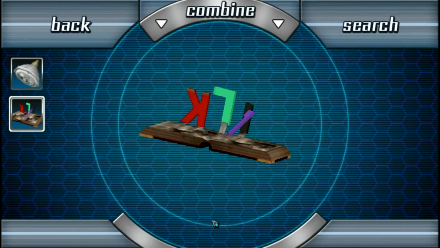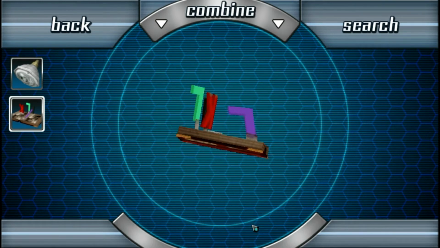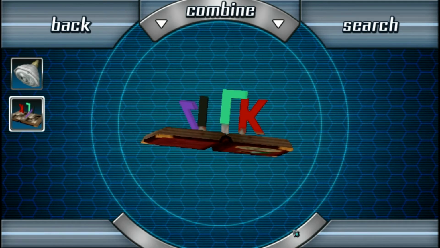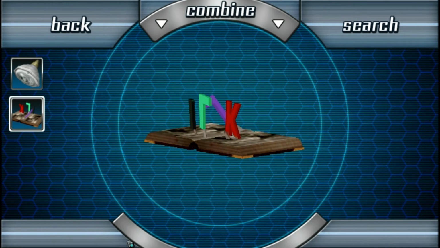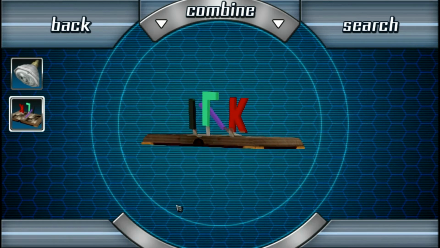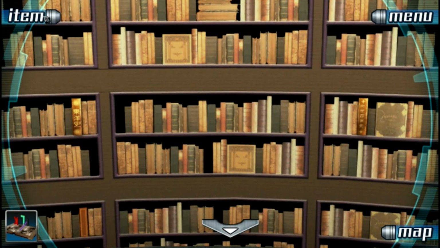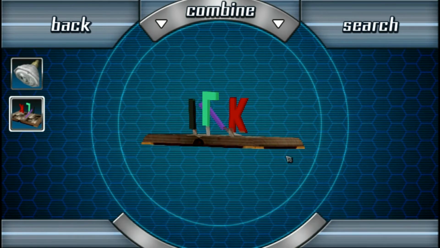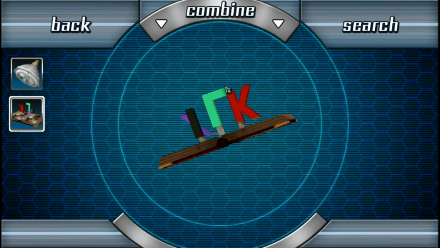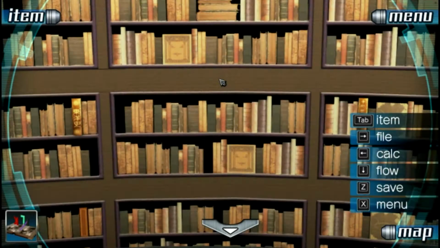Curl? How are you seeing a curl? KRL? Like this? That's just... hold on a second. Okay, maybe I'm seeing this wrong. So I've got a picture book here with the letters L, R, and K sticking out of it. What do you mean an R? I'm not seeing an R.